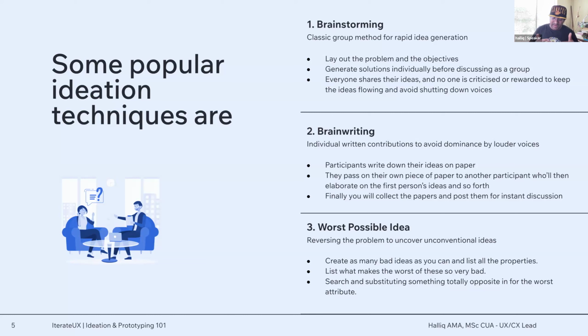And then you take that factor, and you find a solution for that factor. So in reverse process, you're actually making a problem into a good problem by making the problem into the worst problem. So in that way, the worst possible idea, or reverse brainstorming, as a few people would like to call it, is a very cool and fun way to actually solve a problem.